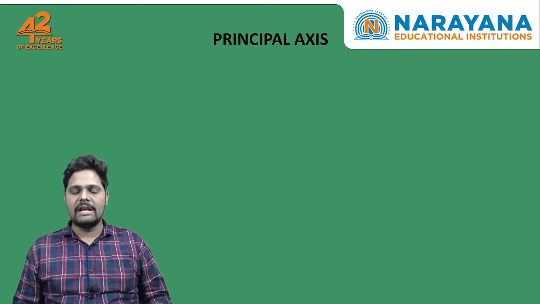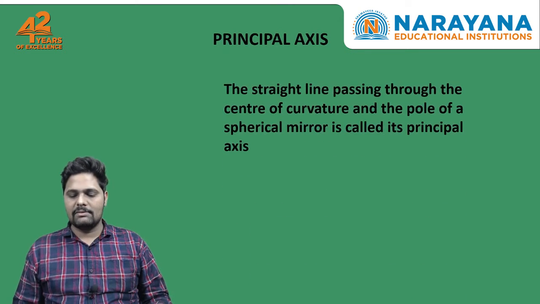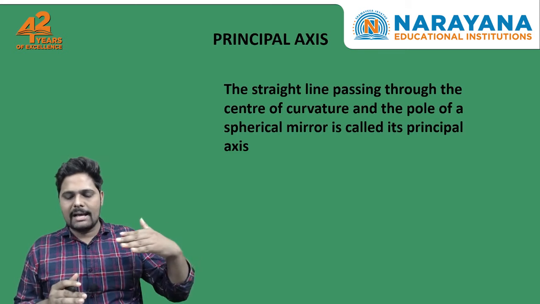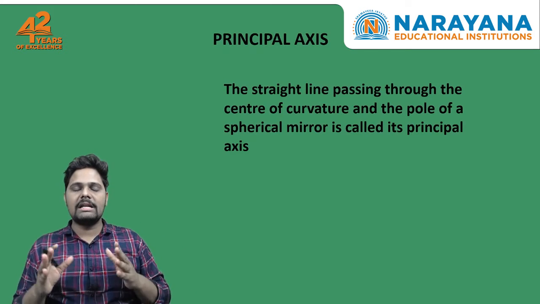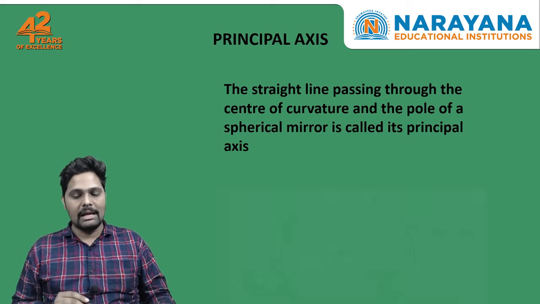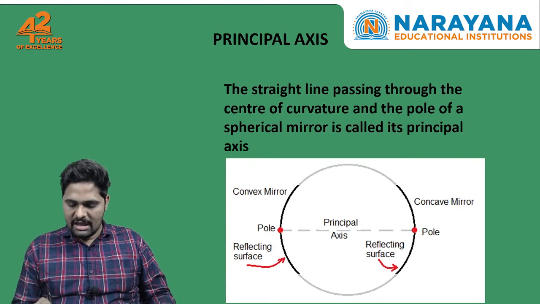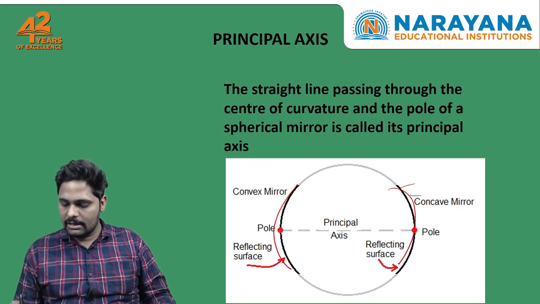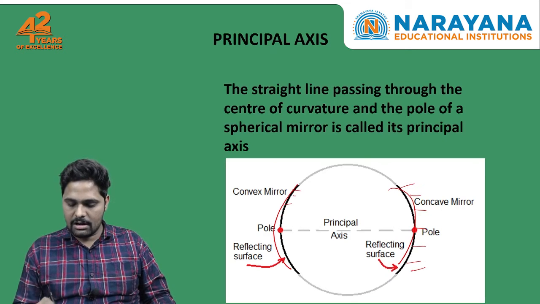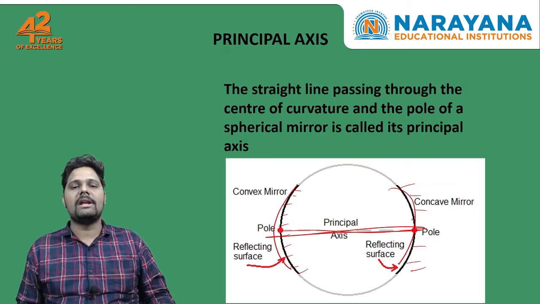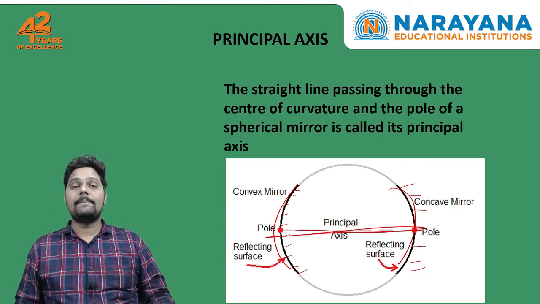Moving on to the next one, principal axis. What is this principal axis? Have you observed that a straight line passing through the center of curvature and the pole of a spherical mirror is called its principal axis? You can see over here, no matter if you take a convex mirror or a concave mirror, the line passing through the center of the mirror is called the principal axis.